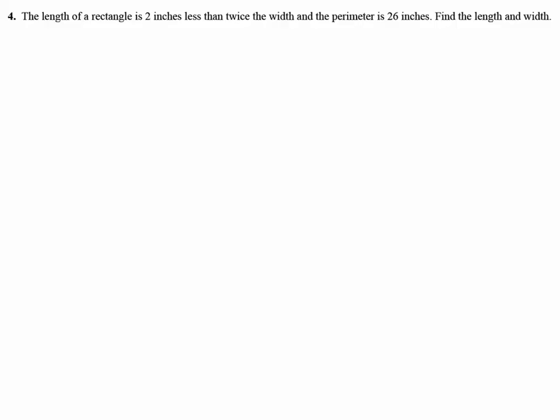Alright, so the length of a rectangle is 2 inches less than twice the width, and the perimeter is 26 inches. So again, find the length and the width. We don't know either, but if it's a geometry question, I'm going to make a little diagram, and I'm going to put down everything I know. Alright, rectangles have length and width. That's cool to me.